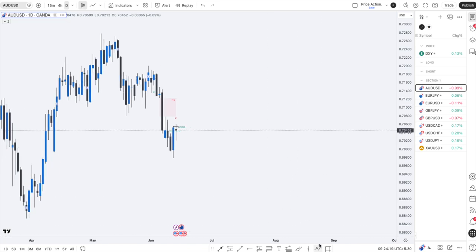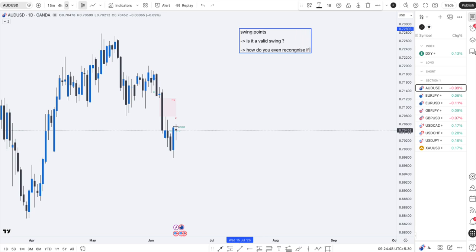I want to talk about a really important topic, which is swing points, and the questions that I ask myself before marking a swing point. Is it a valid swing? How do you even recognize if it's a swing point?